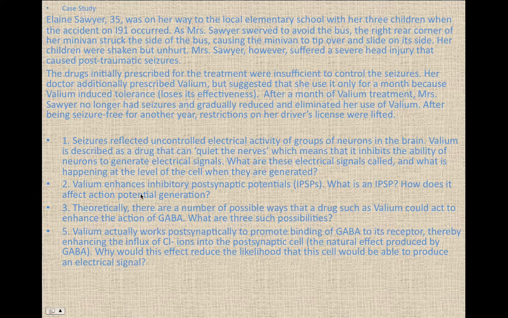Okay, a couple of things that you're going to need to know. Valium enhances inhibitory postsynaptic potentials. Those are graded potentials. Okay, so inhibitory would shut down the cell's or the neuron's ability to create a new action potential. So it hyperpolarizes the resting membrane potential, and it brings it farther away from threshold. Excitatory postsynaptic potentials, or EPSPs, are going to be bringing the neuron closer to that threshold, or closer to creation of a new action potential. Okay? So that would be something that you want to know.